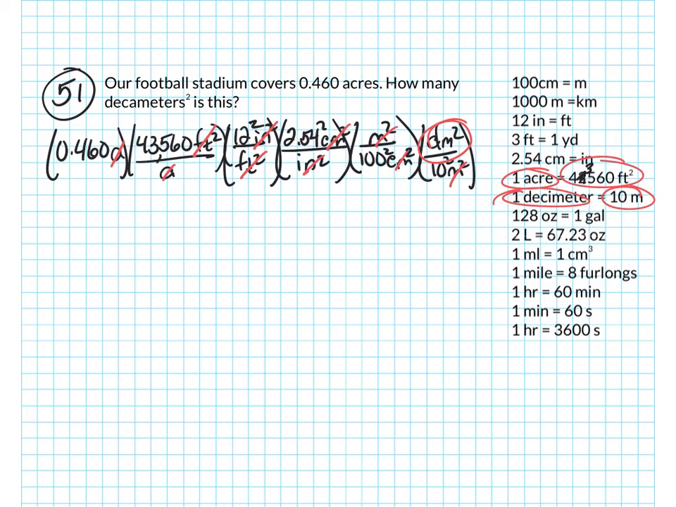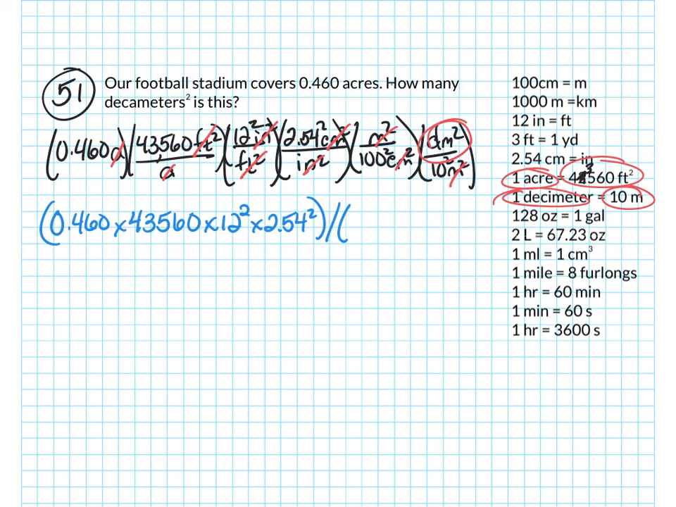Okay. So on my calculator, what would this look like on the calculator? Everything in the numerator in parentheses divided by everything in the denominator in parentheses. So you can do it all. So in the numerator, 0.460 times 43560 times 12 squared times 2.54 squared. Okay, so and that's in parentheses, it's the numerator divided by everything in the denominator.